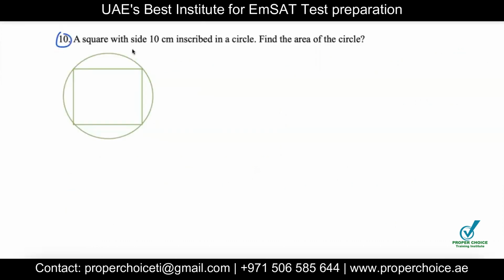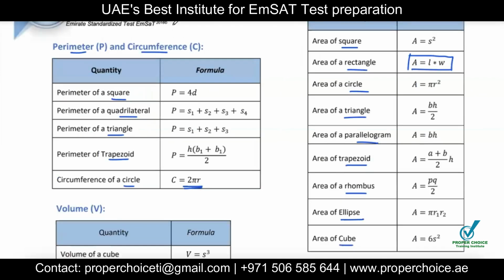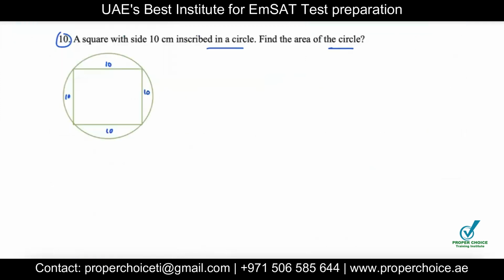Question number 10: a square with a side of 10 centimeter is inscribed in a circle. Find the area of the circle. A shape being inscribed means it has been drawn within that. The square is the one whose sides are all equal. This is 10, this is 10, this is 10, and this is 10. Now the question asks you to find the area of a circle. What is the formula for the area of a circle? Area of a circle is pi r square. I need to know the radius of the circle.